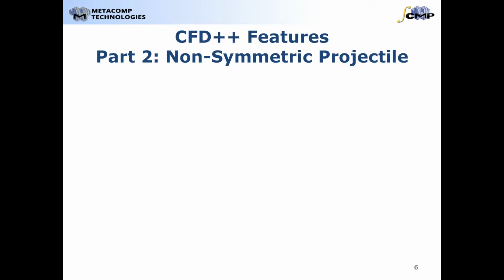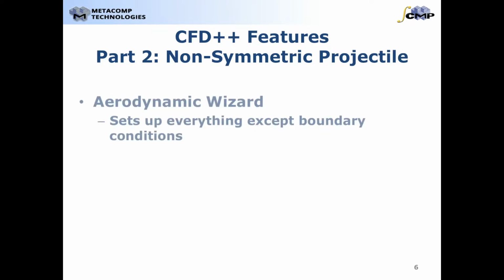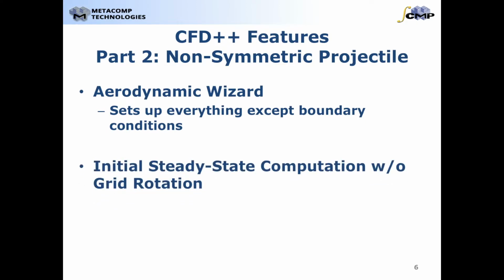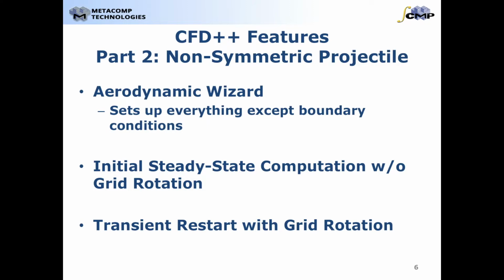For the non-symmetric projectile case, we'll once again be using the aerodynamic wizard to set up the problem except for the boundary conditions and also the grid motion in this case. We will initially run a steady-state computation without the grid rotation in order to establish the flow. Subsequently, we will do a transient time-accurate restart with the grid rotation turned on.